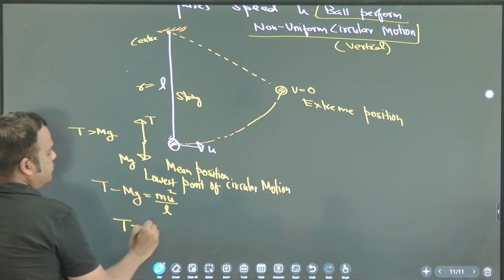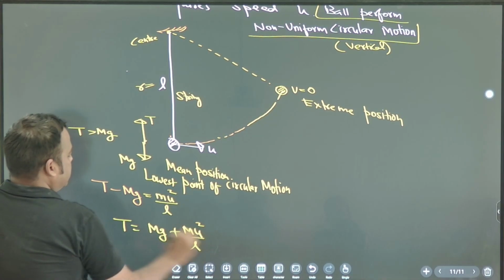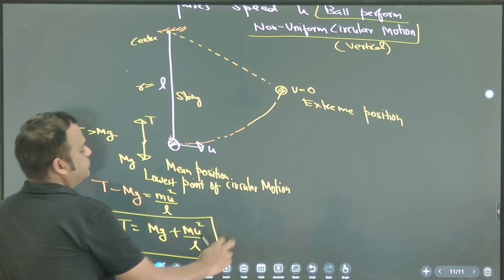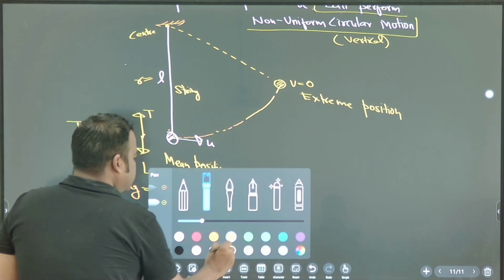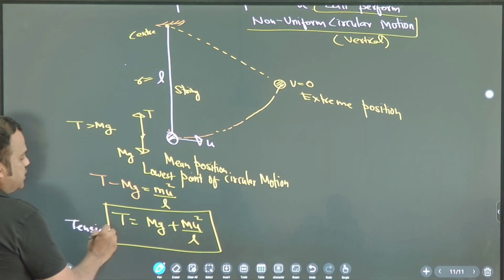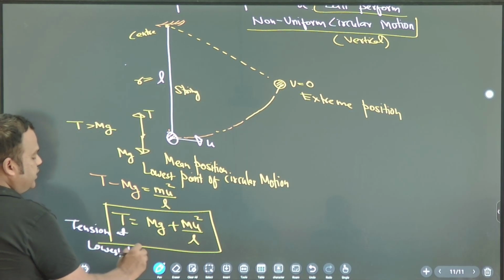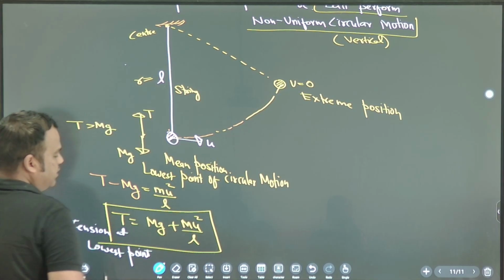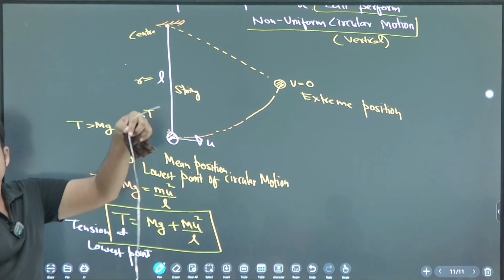So what is the tension? Mg plus mu square by L. Okay, clear? This is tension at lowest point. Note down, this is the tension at lowest point, Mg plus mu square by L. When it is not a circle, it is just hanging, what is the tension now?